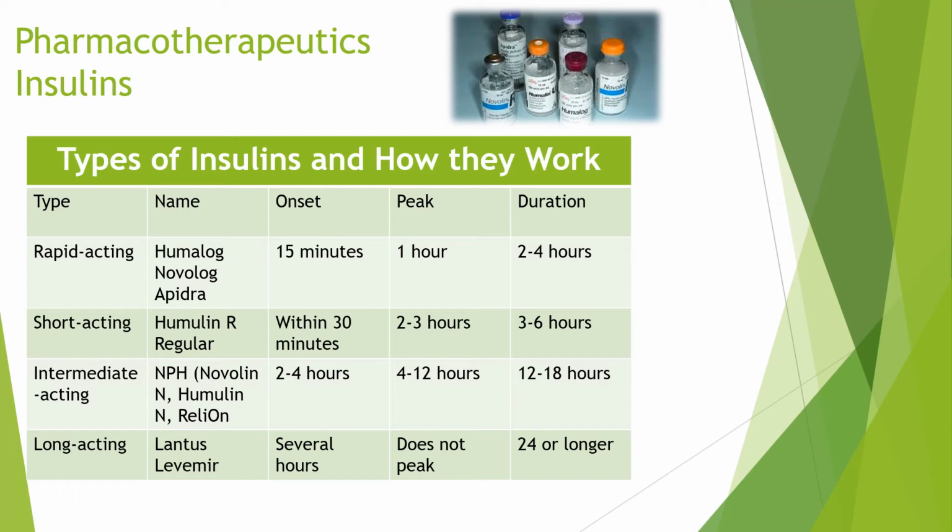Novolin N and Humulin N are intermediate-acting insulins that have an onset of 2 to 4 hours, peak at 4 to 12 hours, and last for 12 to 18 hours. The long-acting insulins, known as Lantus or Levemir, have an onset of several hours, no peak, and will last for 24 hours or longer.